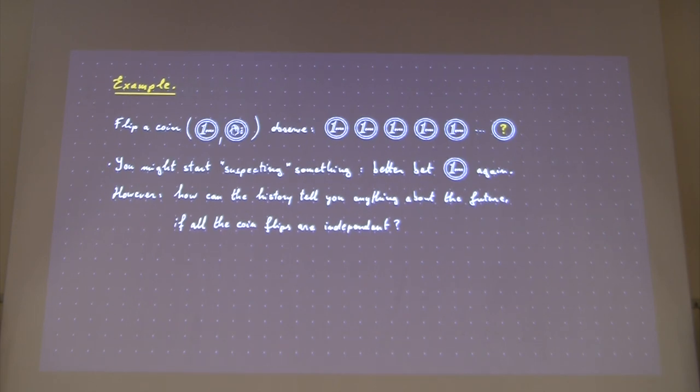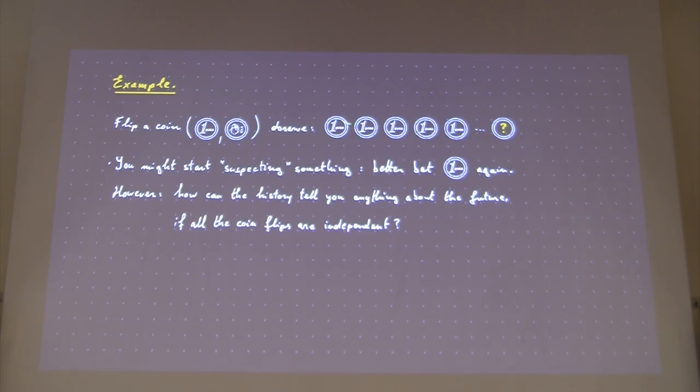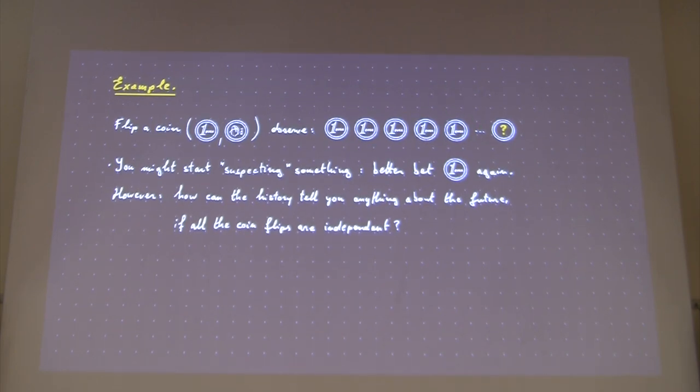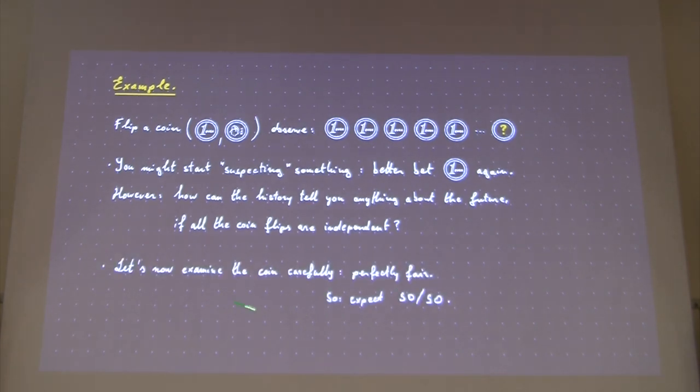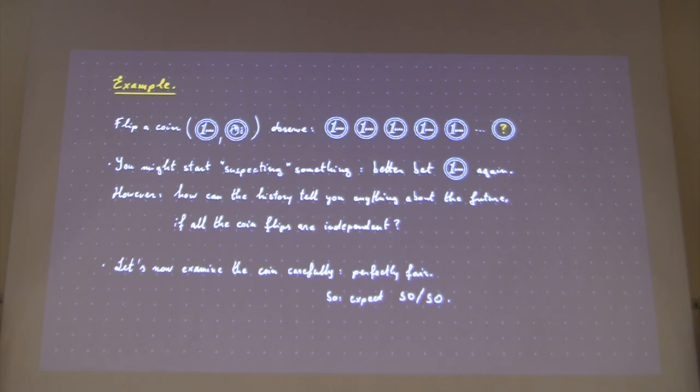Okay? So, one thing that you can do here, if you get this sequence, is take a look at the coin carefully, and suppose you see that the coin is perfectly fair. It's not loaded, there's no weights, it has two different sides, and so on. And so you say, all right, this was just a lucky strike. What do I expect next? 50-50. This was just luck, all right? Okay, so what's going on here?